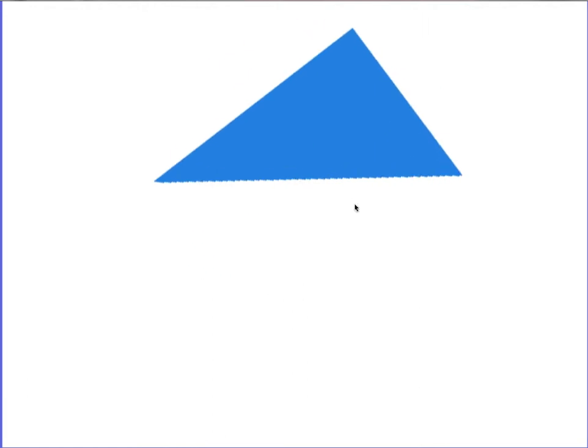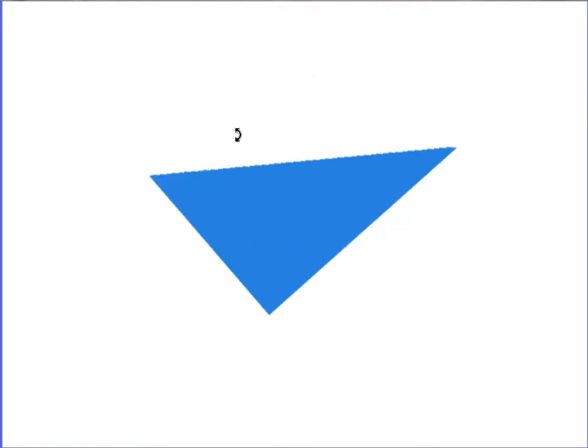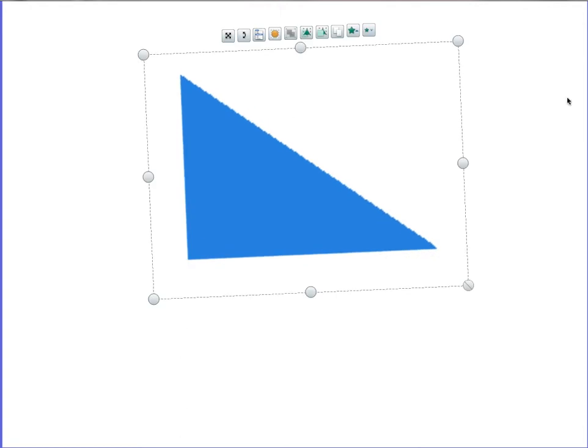Do you see how one side is longer than the other? So does this triangle, do you think it has any lines of symmetry? The answer is no, there's no lines of symmetry here. How about a star?